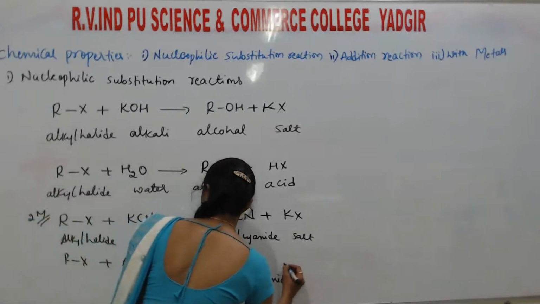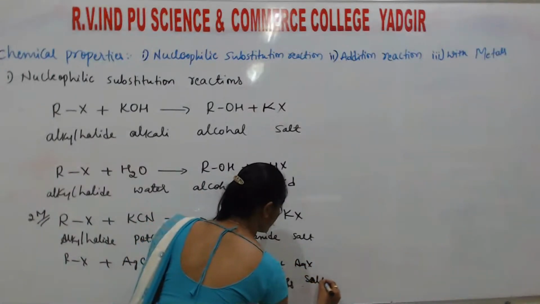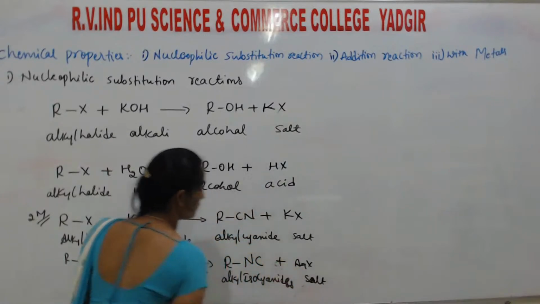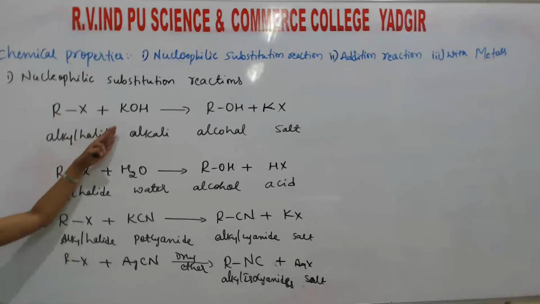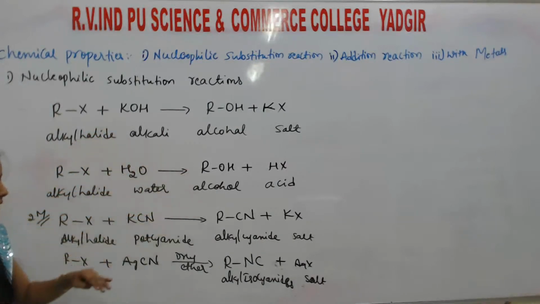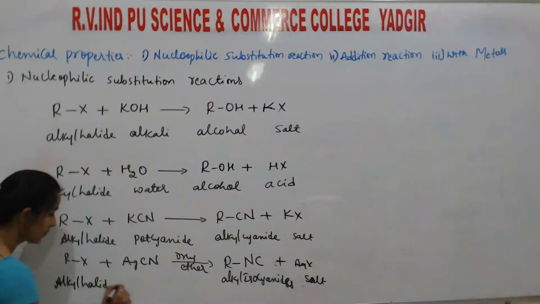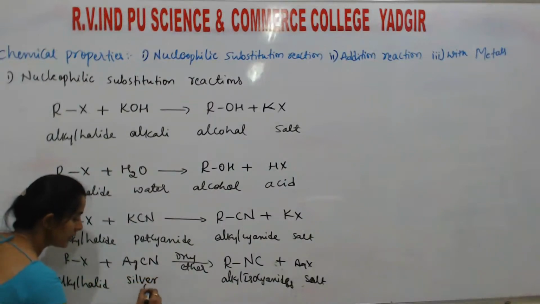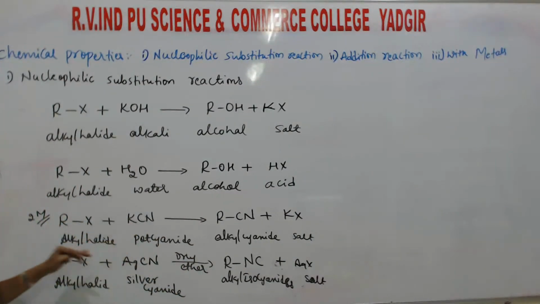Okay, and AgX, that is salt. Understand? This is the reaction. So these two form what? Alcohols, and these two form cyanide and isocyanide. This is alkyl halide, silver cyanide gives alkyl isocyanides. These two comparison reactions are important for 2 marks.